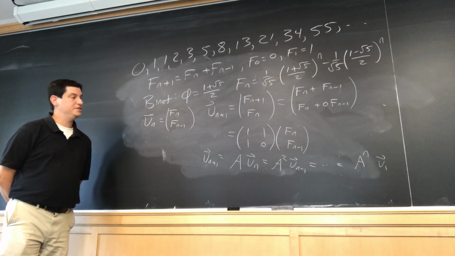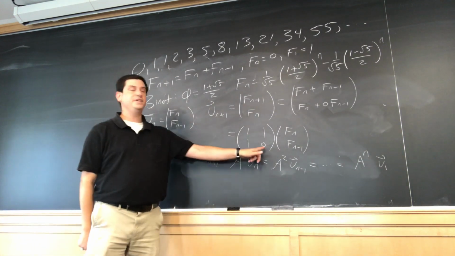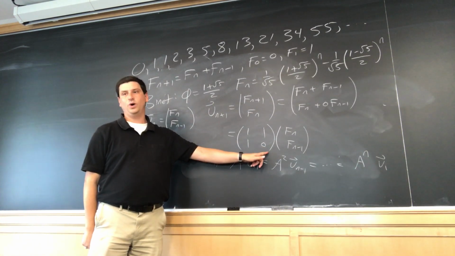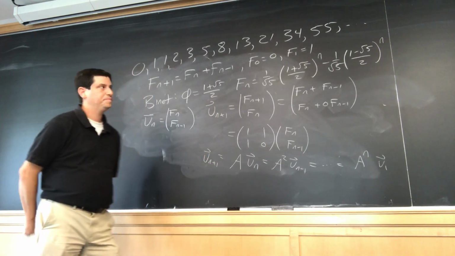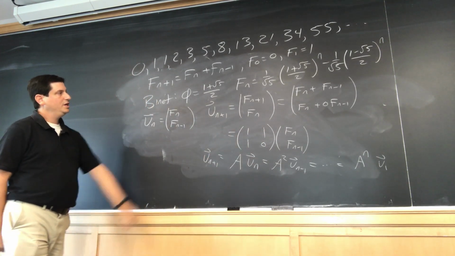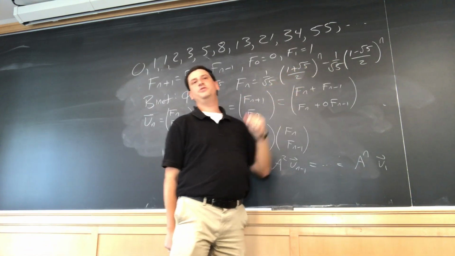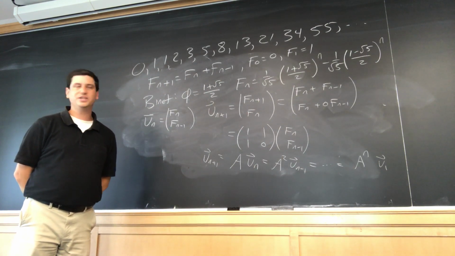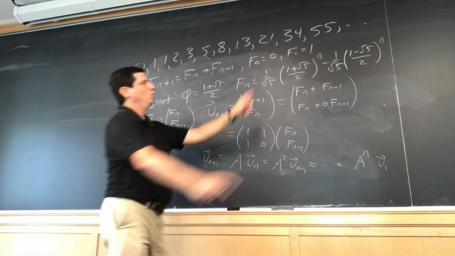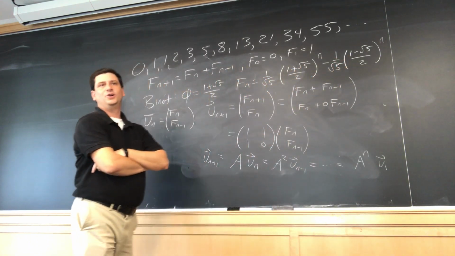Some matrices are easier than others. So the trace is the sum of the eigenvalues, so the sum of the eigenvalues is 1. The product of the eigenvalues is the determinant, which is negative 1. It turns out they're going to be 1 plus root 5 over 2 and 1 minus root 5 over 2. If you add them, you clearly get 1, which is the trace. If you multiply them, you'll get 1 minus 5 over 4, which is negative 1.